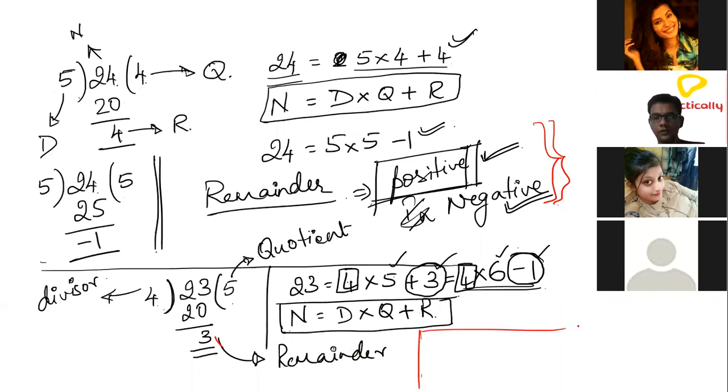Now, let's look into this: is it wrong if I write it this way? 23 I'm dividing by 4. 4 6s are 24 minus 1. Is this wrong or is it right? Wrong. Why wrong? Sir, it's coming a greater number. What is the greater number? 24. No, but so what? I am dividing 23 by 4. I have a remainder of minus 1. So? Correct, sir.